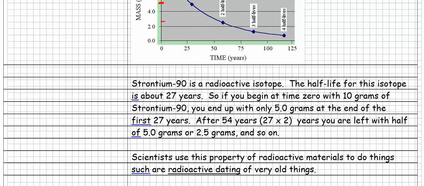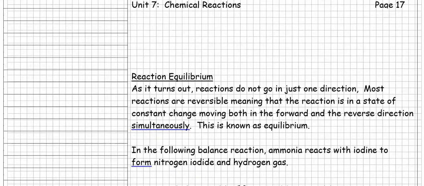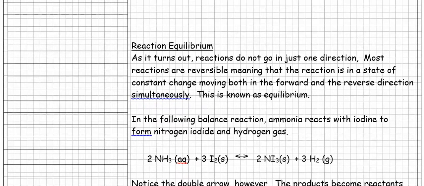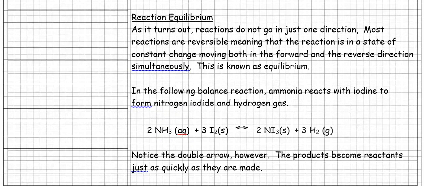and so on. So scientists use this property of radioactive materials to do things such as radioactive dating of very old things. Sometimes maybe a scientist will find something in the field and want to know how old it is. They can use this procedure. So that's radioactive dating and radioactive decay in a nutshell. And that's all I'm going to say about that for now. We're probably going to have a whole unit on radioactivity later on in the year, but for right now, I just wanted to introduce that topic.